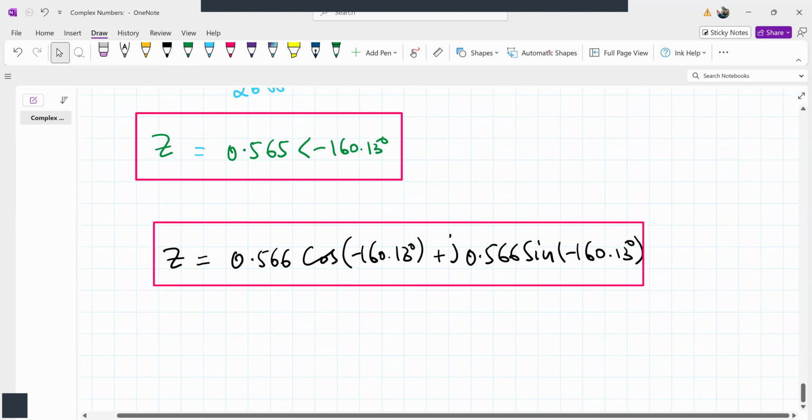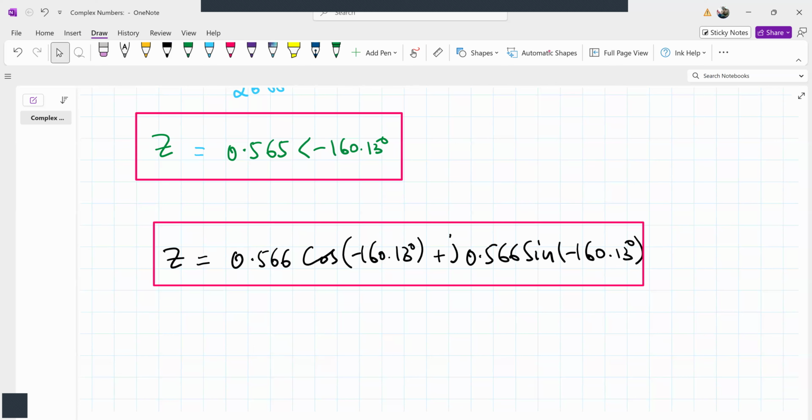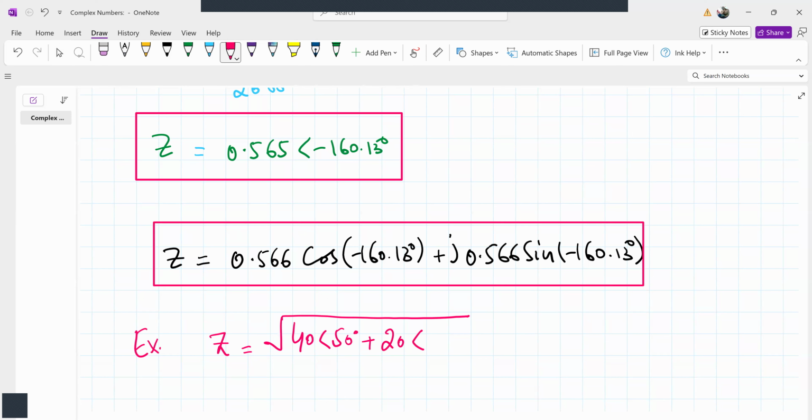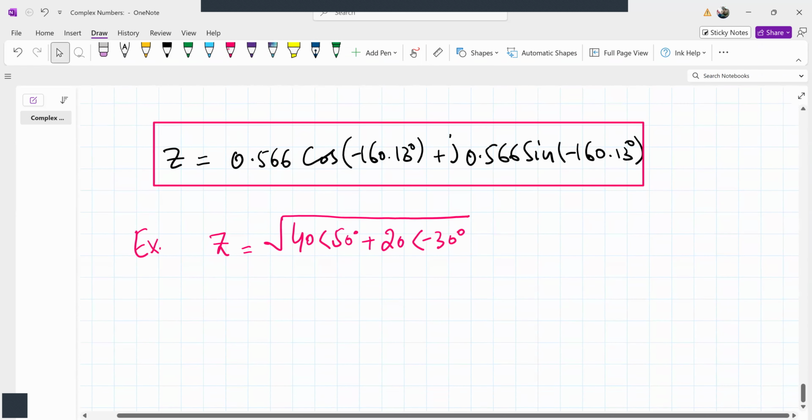Now let's consider one more example in order to learn the concepts. Okay, let's suppose z is square root of 40 at an angle of 50 degrees plus 20 at an angle of minus 30 degrees. Okay, so this is our complex number.